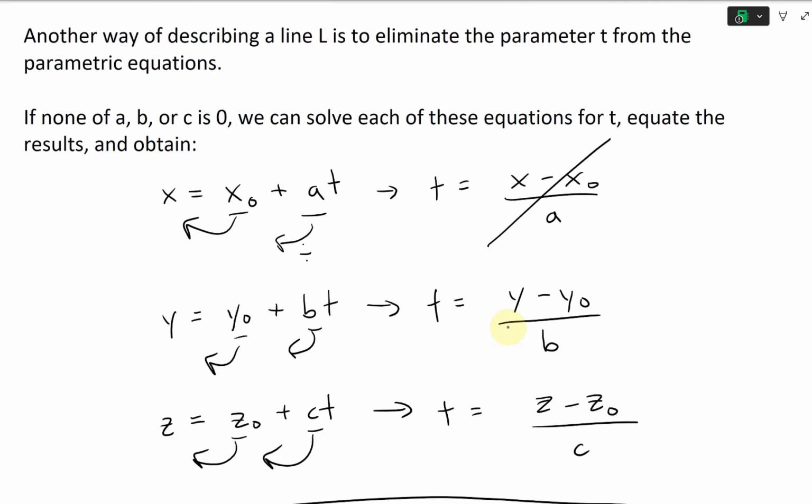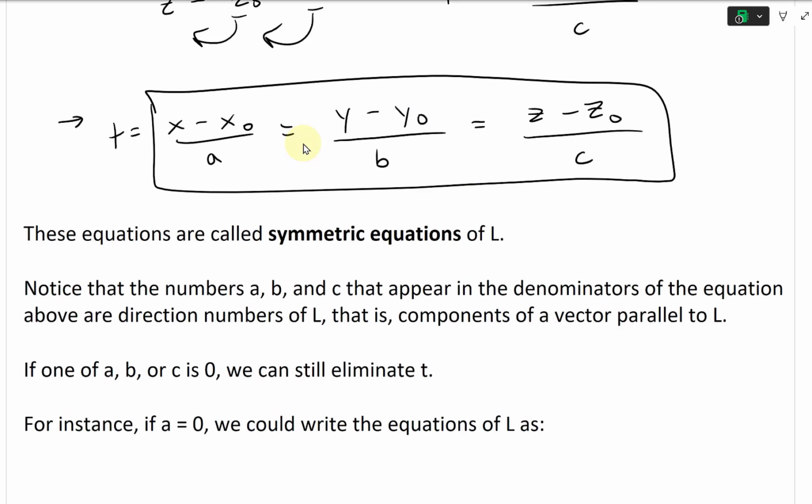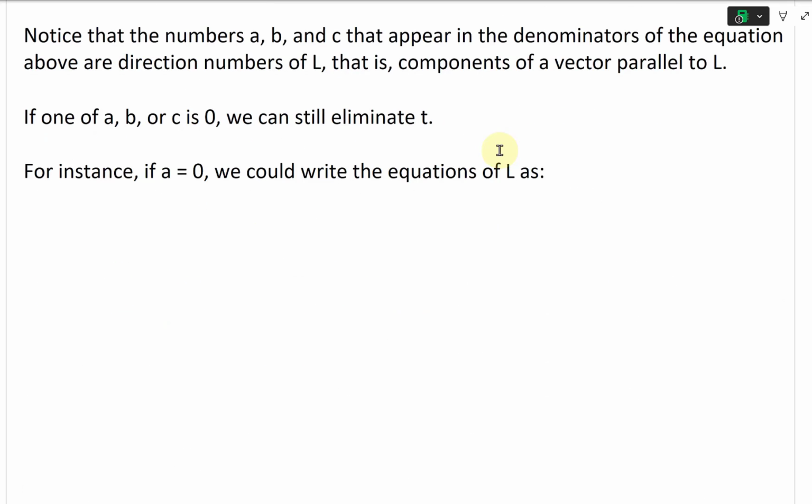So instead of this, we can't do this. But if a equals 0, we could just start off with x equals x naught, and then leave the other ones in. So for example, if a equals 0, we have x equals x naught plus a t. So this goes to 0 because a is 0. So this will just be x naught plus 0 like that. So in other words, we get x equals x naught.